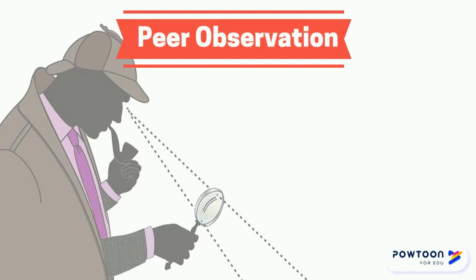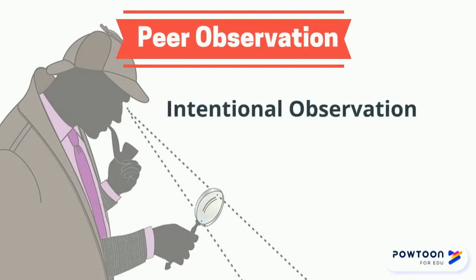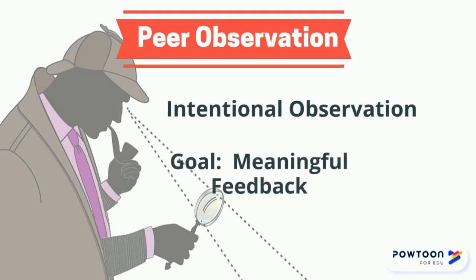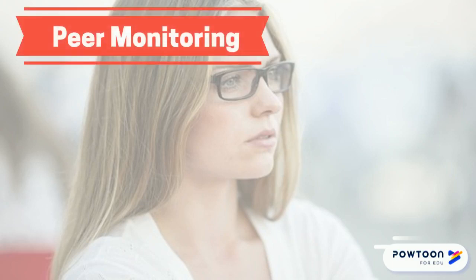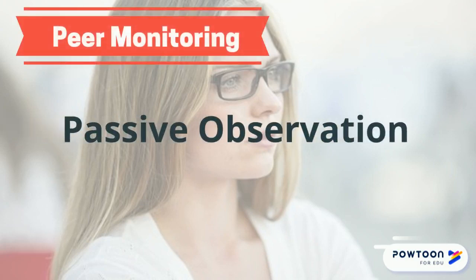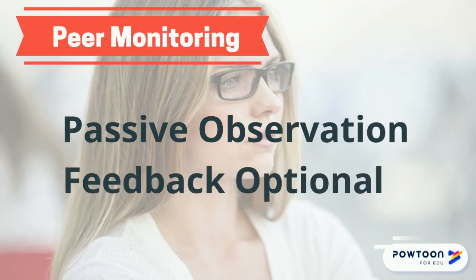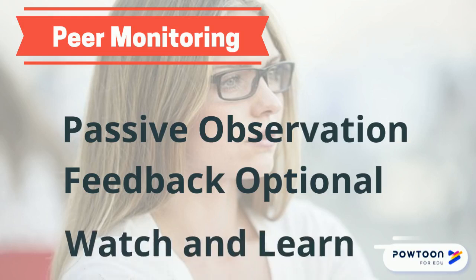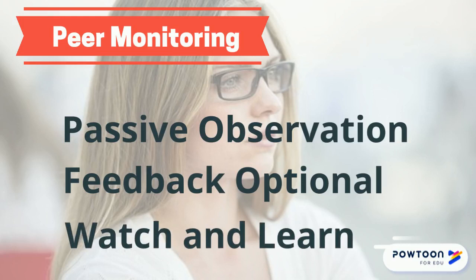Peer observation is an active listening approach where one student observes the other with the intent of providing meaningful feedback after the encounter. This requires the observer to take copious notes and hone their observation and assessment skills. Peer monitoring, on the other hand, is a more passive approach where the observer is not required to provide any post-encounter assessment or feedback. This is just a chance for the observer to absorb the experience and apply the performance to their own experiences.